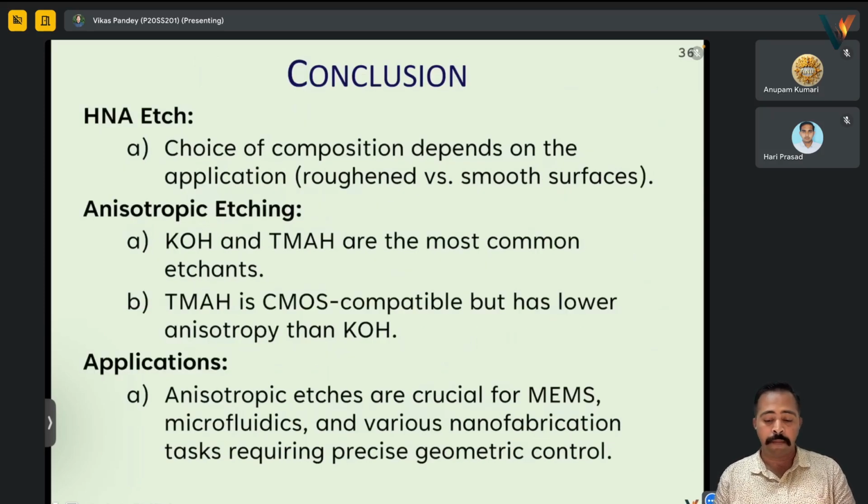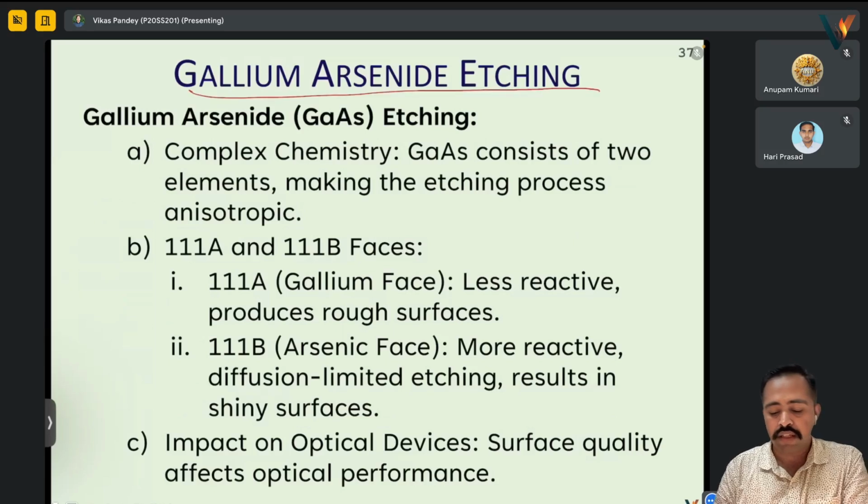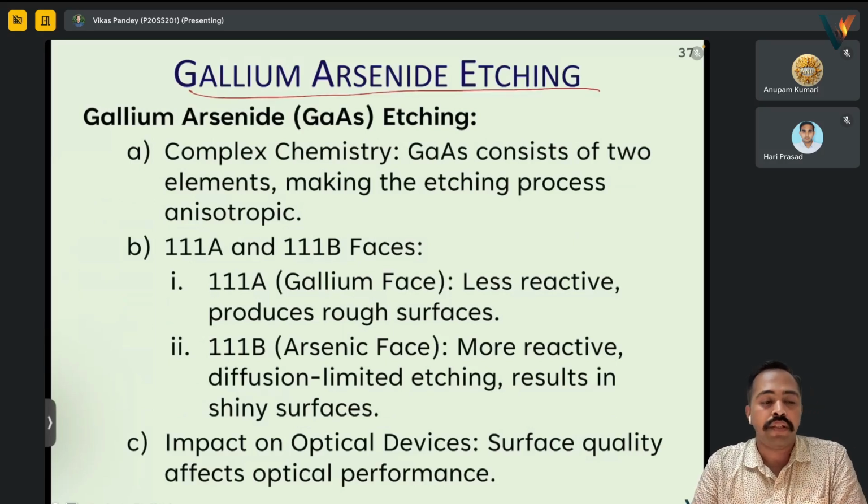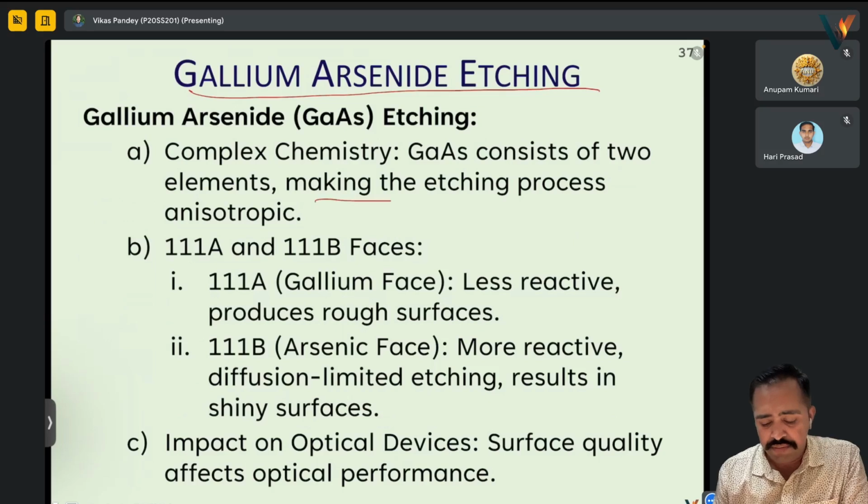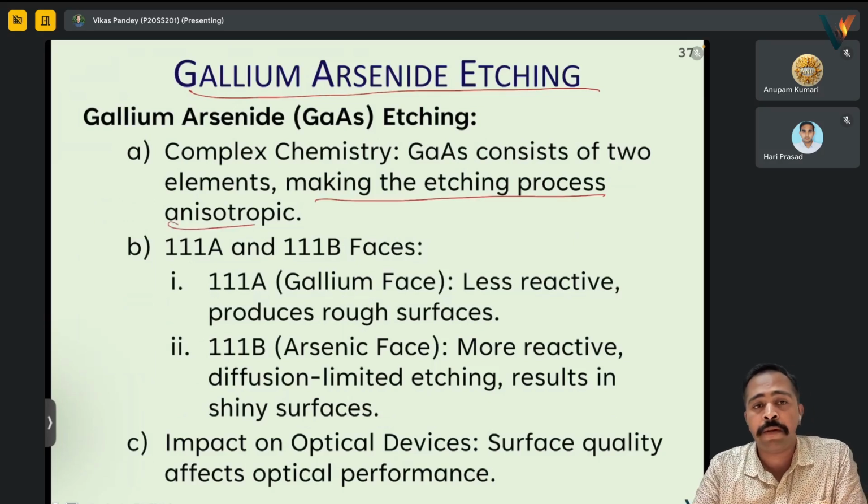Then the second thing is we have talked about how nowadays gallium arsenide is one of the common compound semiconductors being utilized, but we are not able to do gallium arsenide etching like silicon because it has some complex chemistry, and that's why making the etching process anisotropic is a bit difficult. It has two phases.